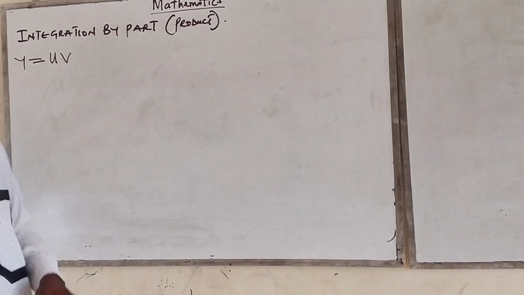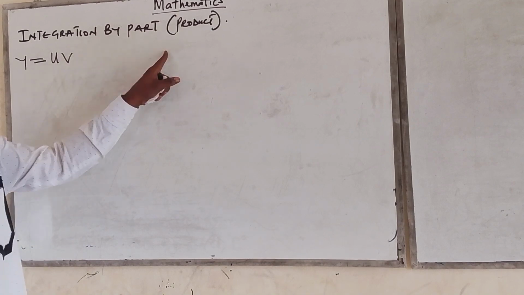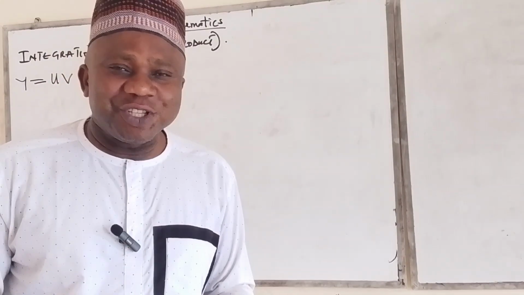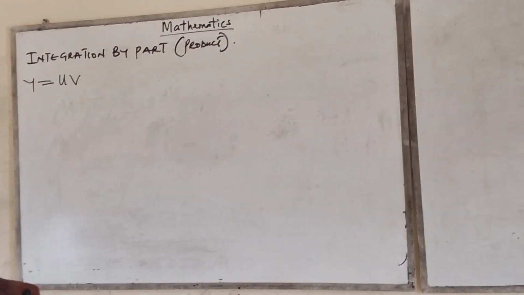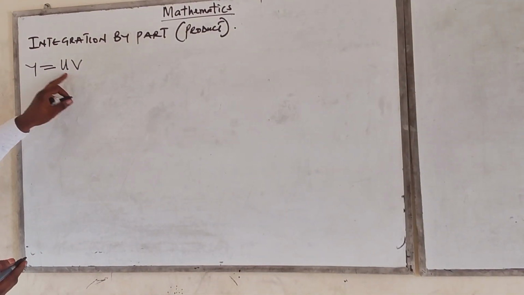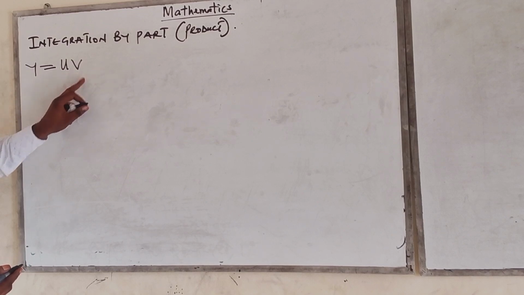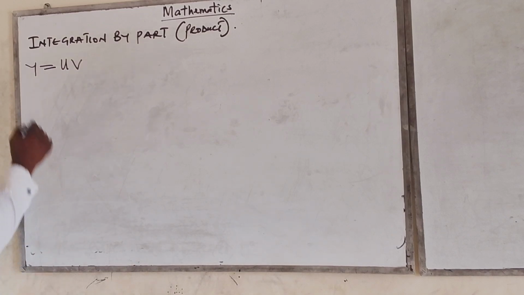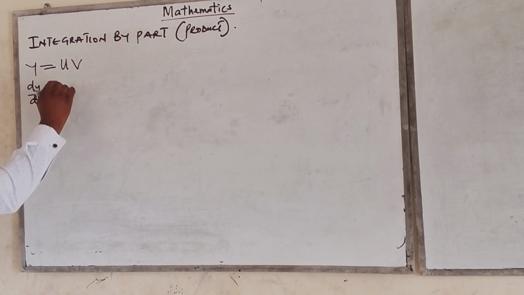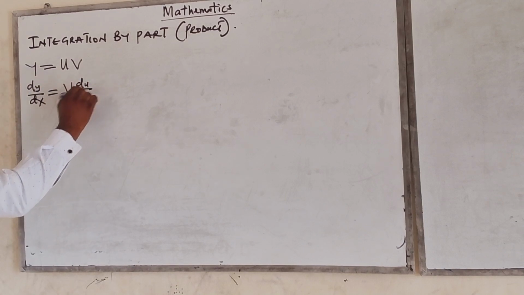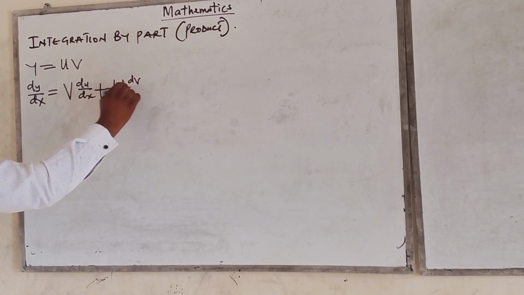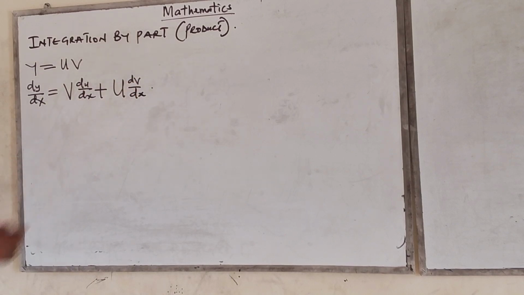Today, we are going to be looking at integration by parts. In our last class on differentiation of product functions using the product rule, we said if y is equal to uv, where u and v are functions of x, then dy/dx is equal to v du/dx plus u dv/dx.